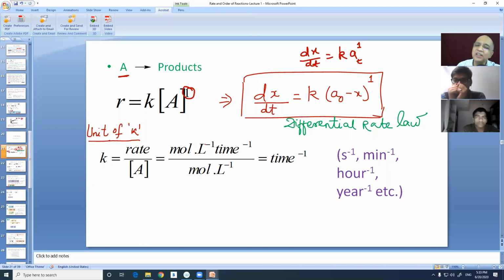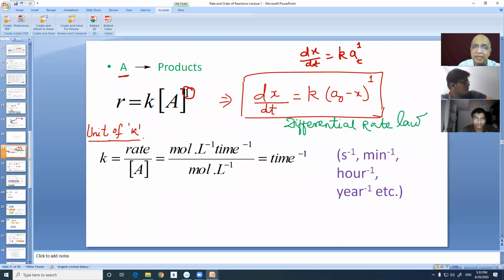This is called the differential law. But a differential equation, a rate equation, hardly gives any good information about the reaction. The integrated rate law will give you a lot of ready-made, handy information about the reaction. We'll be doing that integration and converting the differential equation into an integrated equation.